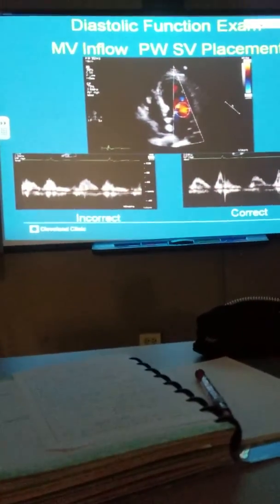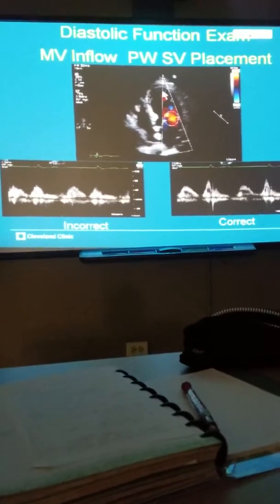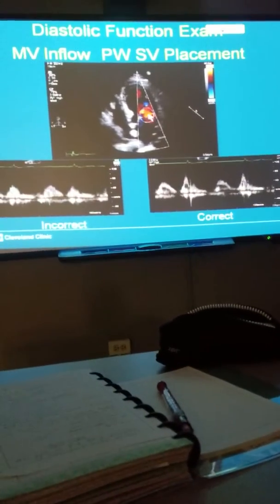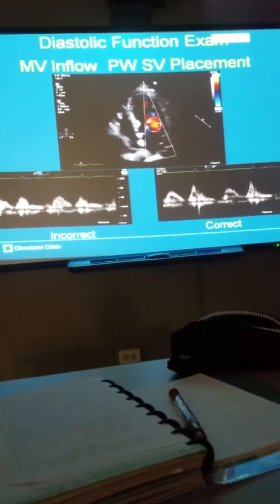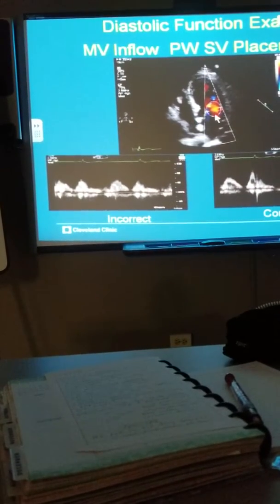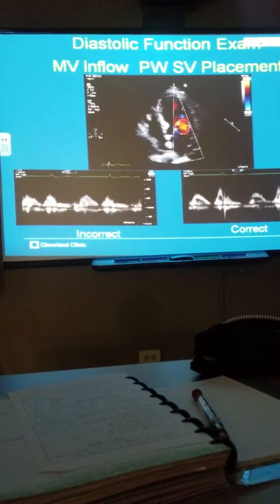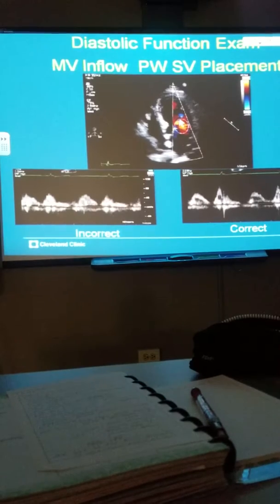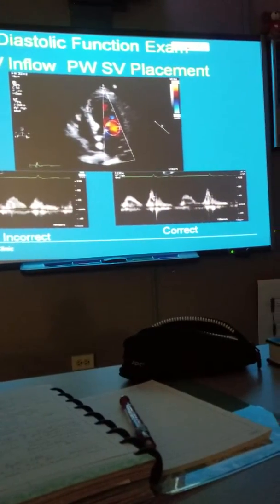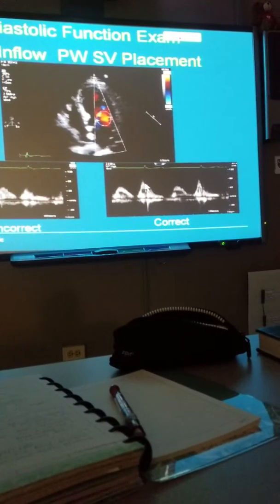So here's an example of a 4-chamber view. You can see that we're aligned with the color here. And if you look here, you want that sample volume to be at the leaflet tips. If you look down here to the left, what's happened here is that sample volume is placed a little bit farther into the ventricle. So what that does is it grows your E wave. Taking that sample volume and moving it down closer to the leaflet tips, you can see here the E is less than the A, so that is showing you how important it is to have correct sample volume placement.